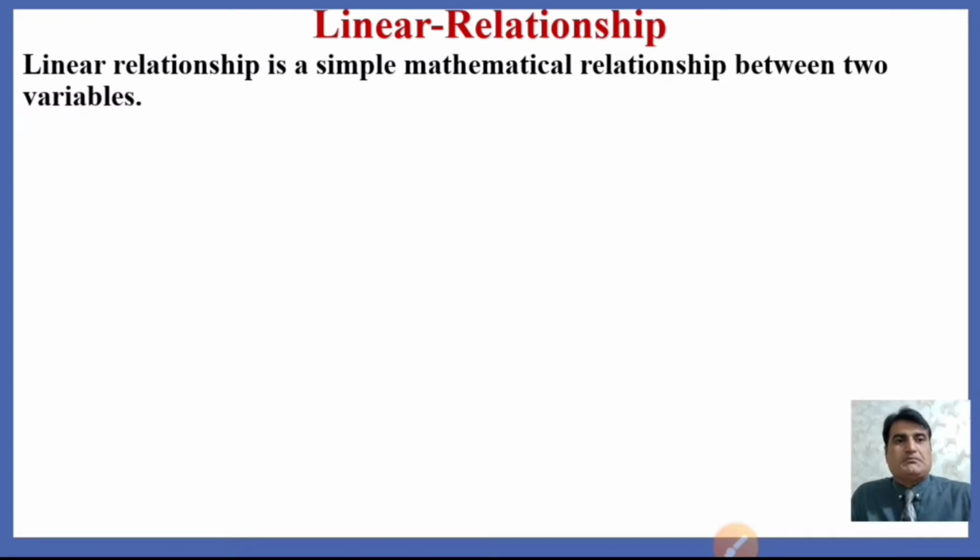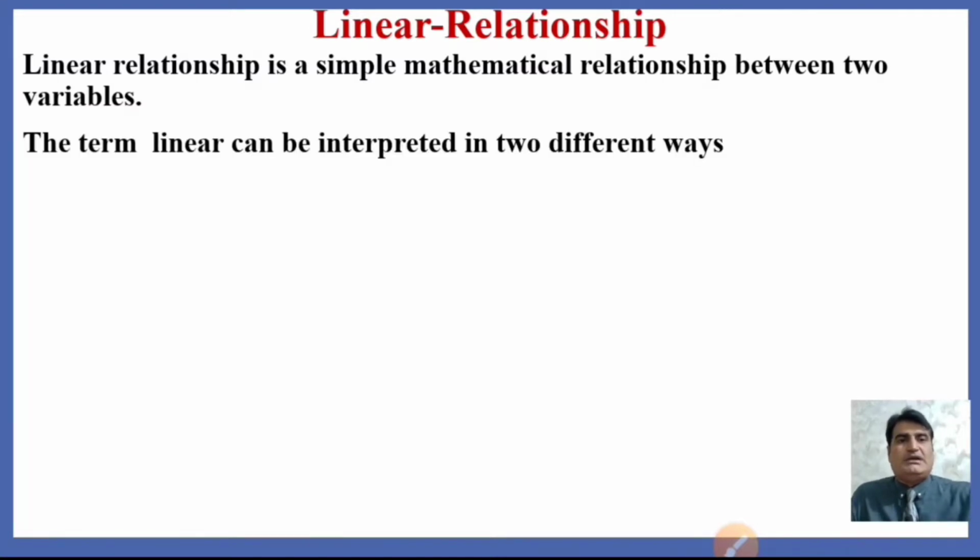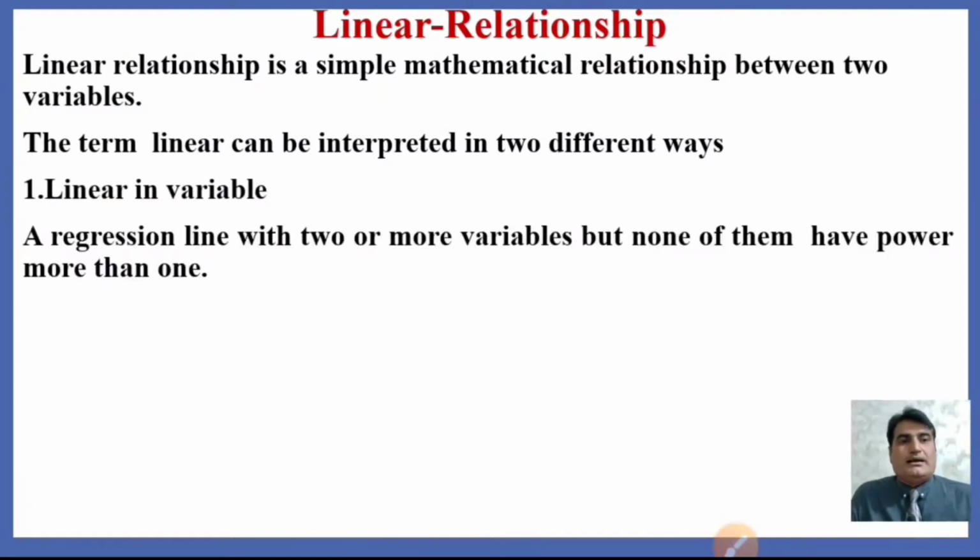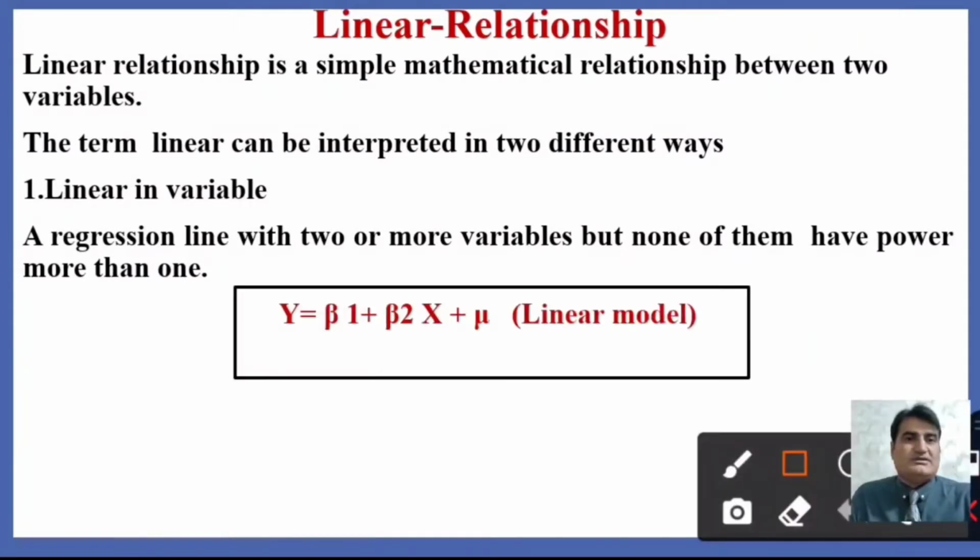A linear relationship is a simple mathematical relationship between two variables. The term linear can be interpreted in two different ways. The first is linearity in terms of variables: a regression line with two or more variables, but none of them has a power more than one. When we say the variables have a linear relationship, it means the variables have no power more than one. This is the linear model.